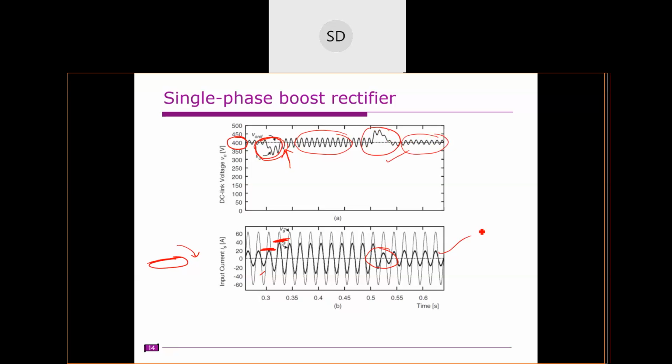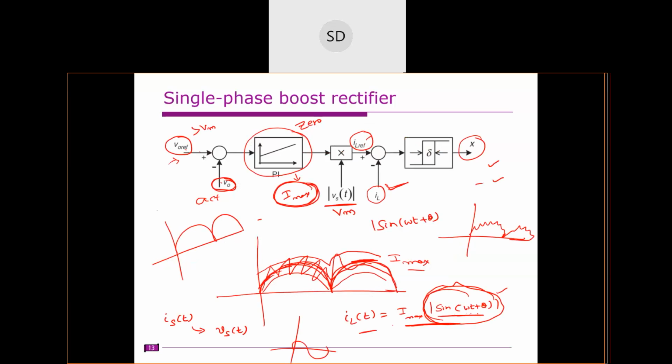You can see here how it will vary. So irrespective of the load conditions, the output voltage is more or less maintained constant, and moreover the source current is also sinusoidal in this case. Clear? Yes, sir.